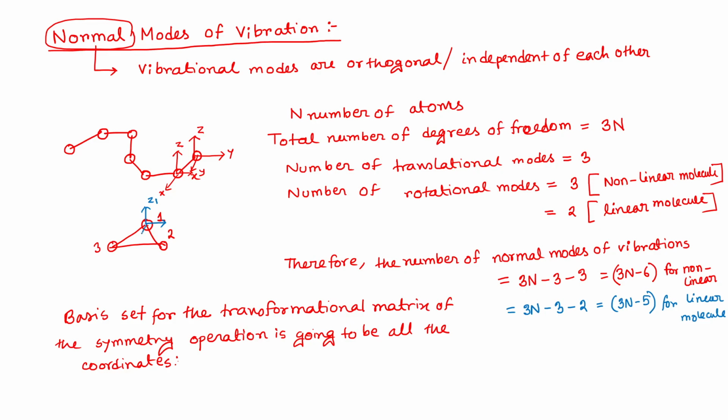Suppose this is z1, this is x1, this is y1, again this is z2, this is y2, x2, then this is z3, this is y3, and this is x3. So your basis set for this particular molecule, as you can see, a C3 symmetry is there, there is a sigma h is there, so this is actually D3h.